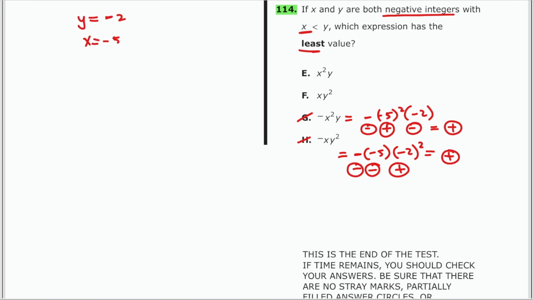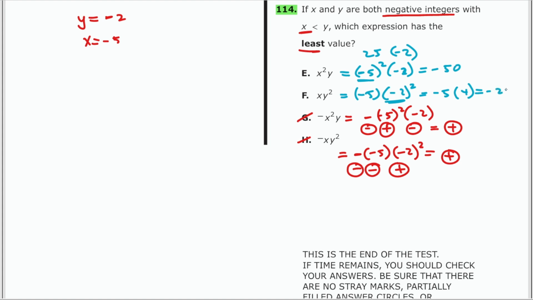Let's see what we have. For E, we got x squared, so -5 squared times -2. And let's actually write out F as well: -5 times -2 squared. Notice how this is larger than that. So chances are we're going to go with E. It's going to be more negative, so it's going to be the lesser value. So let's go. Here, this is 25 times -2, right? So we got -50. Now here we have -5 times 4, which is -20. So -50 is lesser, is the least value.